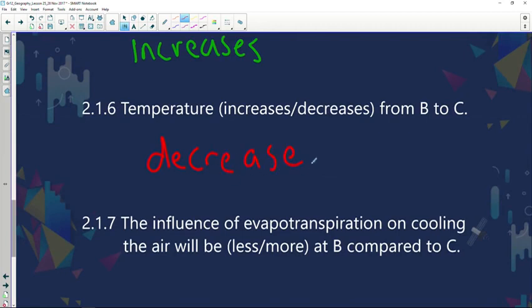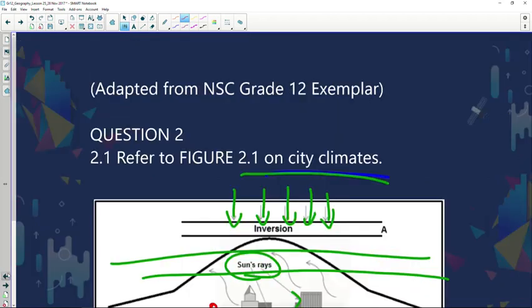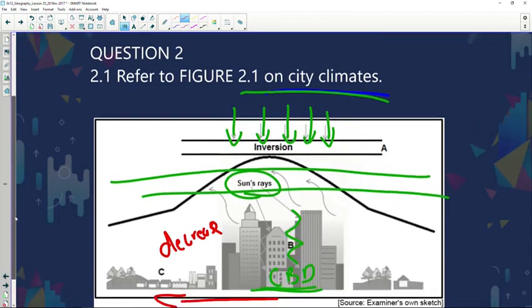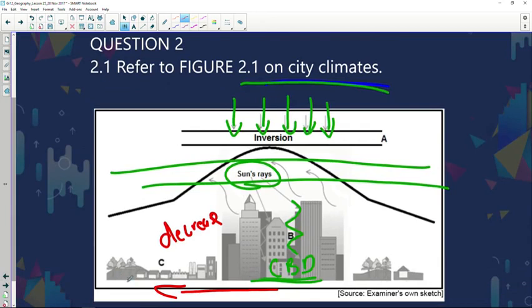Now the influence of evapotranspiration on cooling the air will be less or more at B compared to C. It will be less, definitely less. Now I've mentioned that if you compare B with C, evapotranspiration will be much more at C because there's more vegetation cover than in B, and there are more open water surfaces at C than in B.